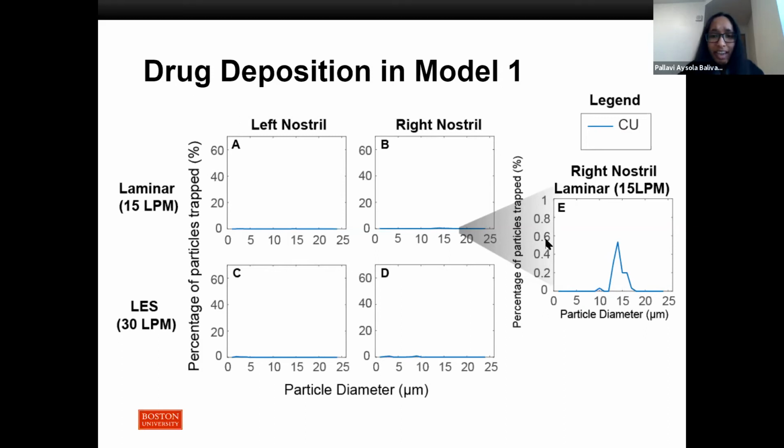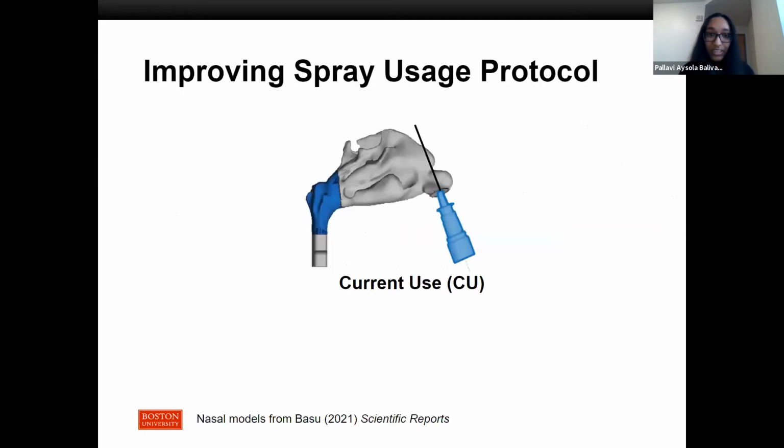So I just want to say that the takeaway of this plot is that we're getting very low deposition, not really close to the amount you need for treating the virus. And so just for context, we need at least a few percentage points of deposition, if not more. So we try to go back and see if we can vary some parameters to improve these results.